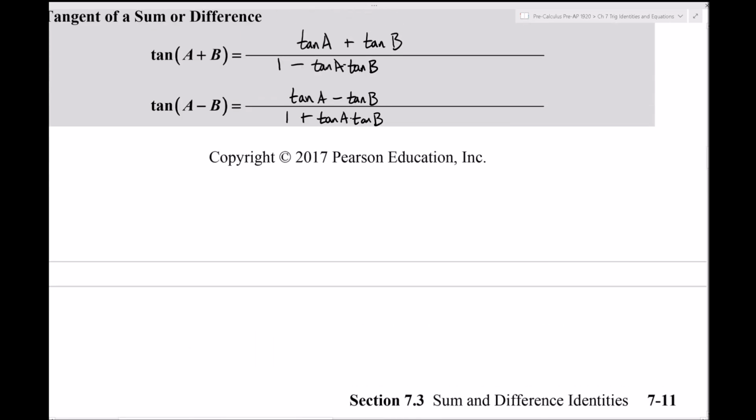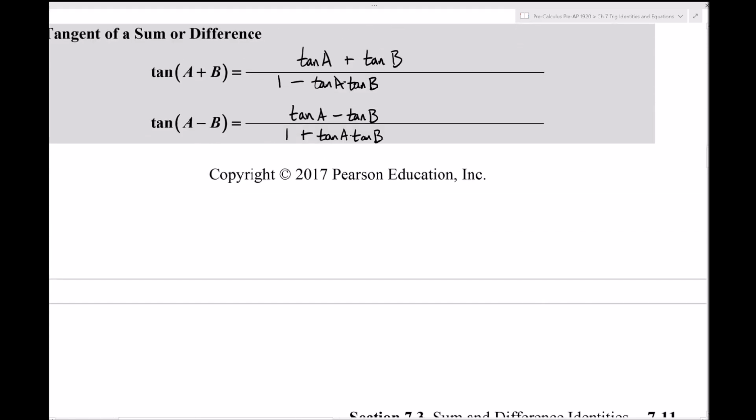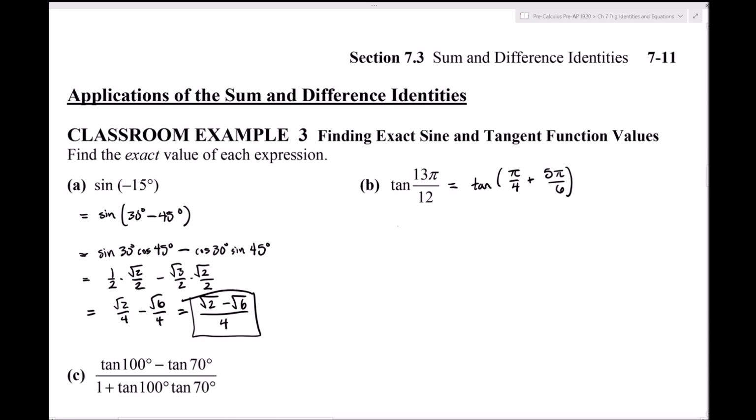And where are they at? They are up over here. I am looking at the plus one, the one on top. Tangent A plus tangent B divided by 1 minus tangent A times tangent B. So let's see if we remember that. Tangent A plus tangent B. So tangent pi over 4 plus tangent 5 pi over 6, all divided by 1 minus those two multiplied, tangent pi over 4, tangent 5 pi over 6.